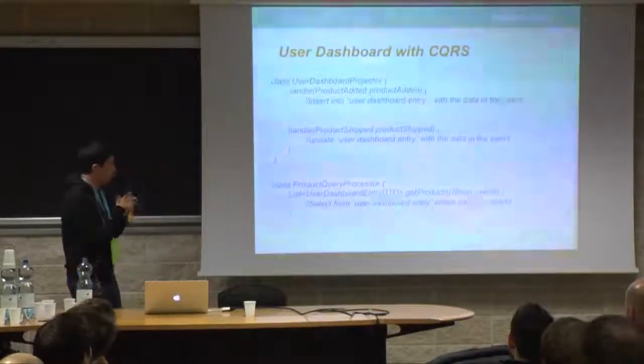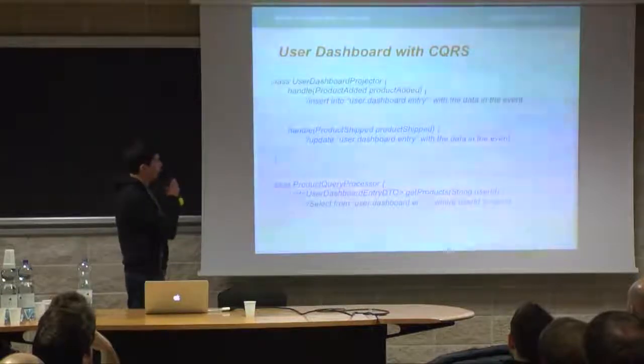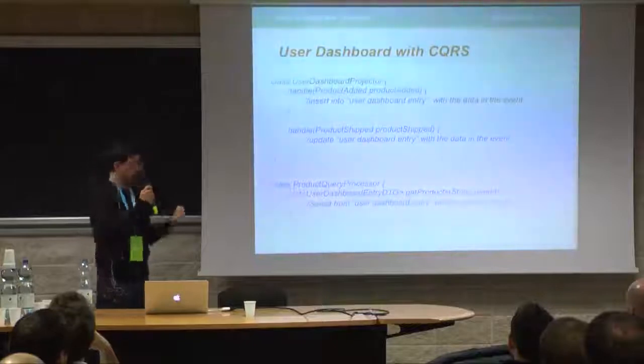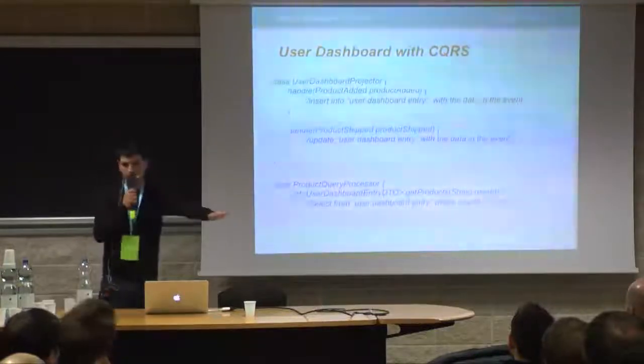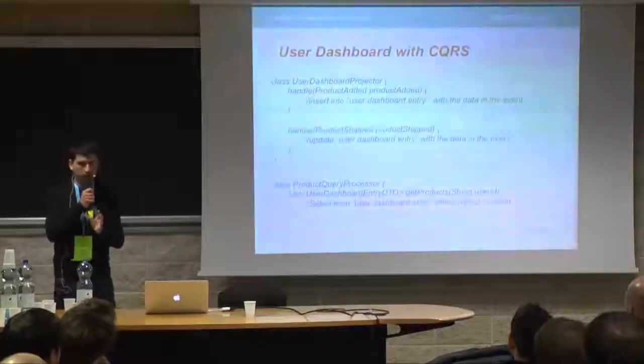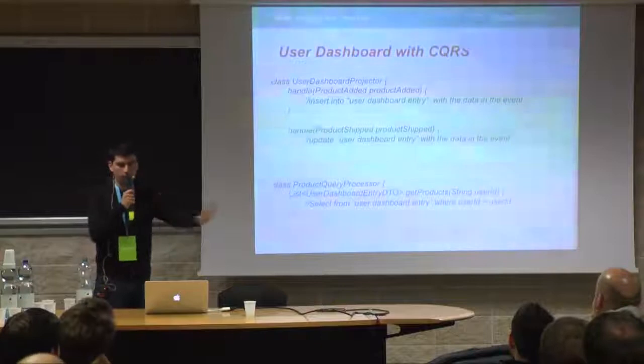Like this. If you add a product to a category, you would have a handler that handles the product added event and then inserts that in a separate table in another model. We don't use the same table that we use to recreate our domain objects. We use another table, another model.